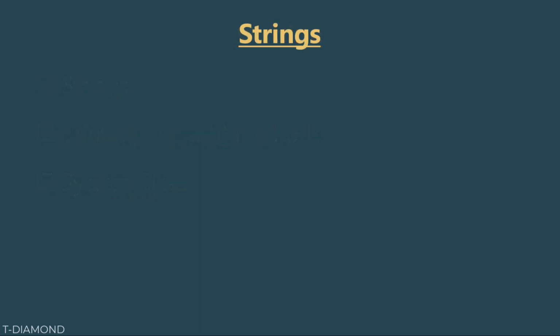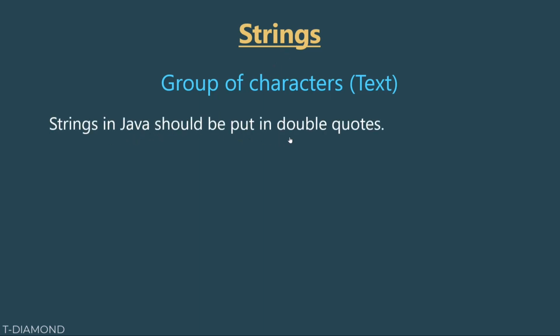So first of all, what is a string? Simply, a string is a group of characters. So it is some text. So if you want to type some text in Java, this text will be a string. Now all strings in Java should be put in double quotes.